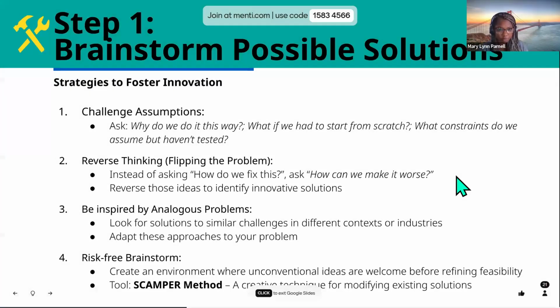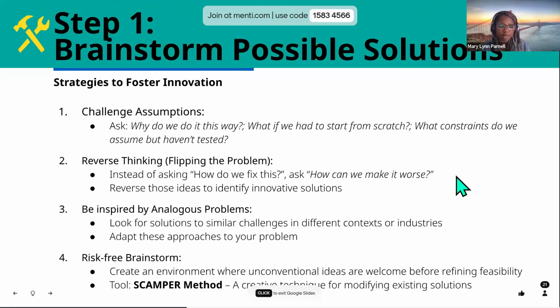So step 1 is our brainstorming solutions. And the first one is, how do we challenge our assumptions? Challenging is really asking the questions: why do we do it this way? What if we started from scratch? What constraints do we assume that we haven't tested? Just challenging the process. What are the questions we can ask to think outside of our proverbial box?